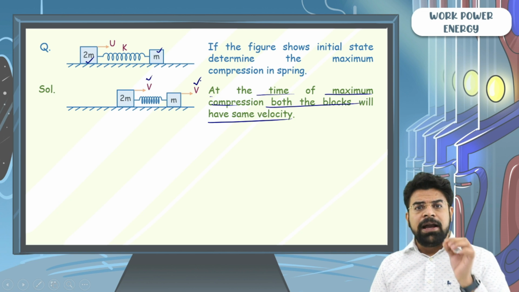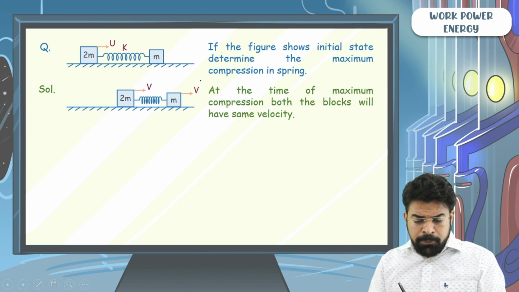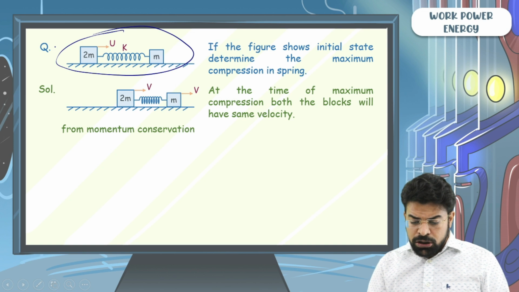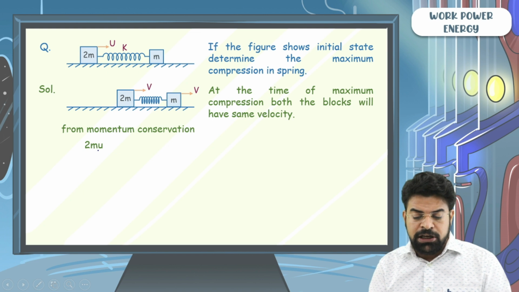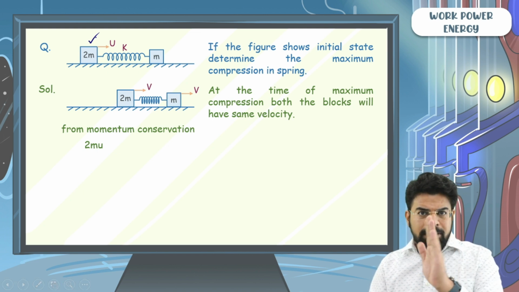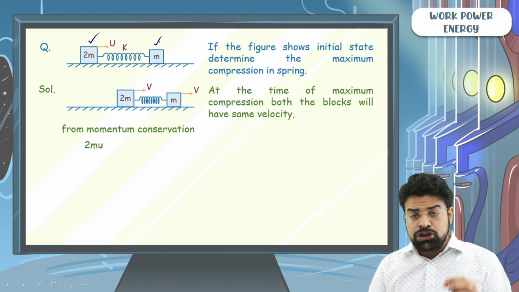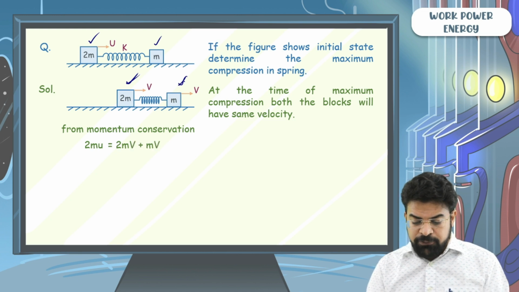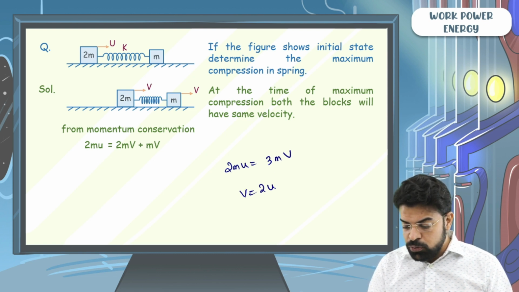Now how can we find v, this common velocity, at the time of maximum compression? From the momentum conservation, there is no external force acting on the system. So the initial momentum of the system, where initially only the block of mass 2m has momentum, 2m into u, and the block of mass m has none, has to equal the final momentum, 2mv plus mv. So 2mu equals 3mv, or v equals 2u by 3.